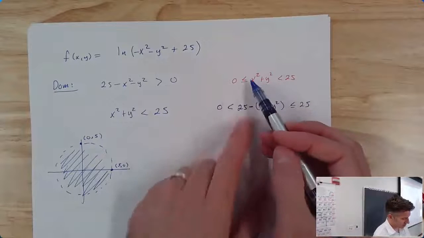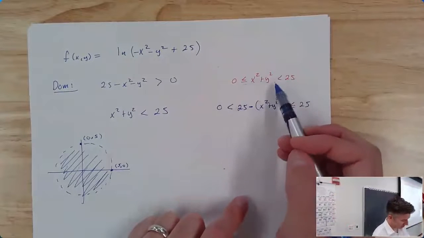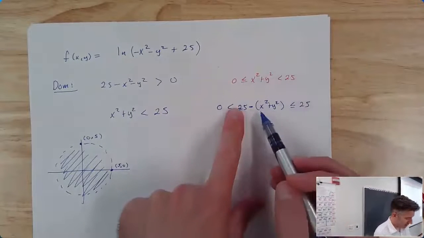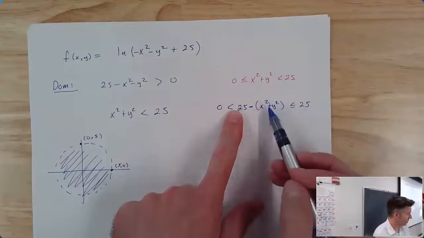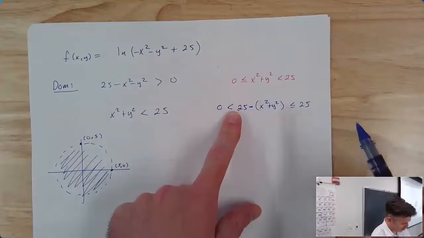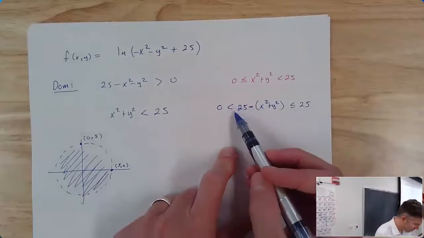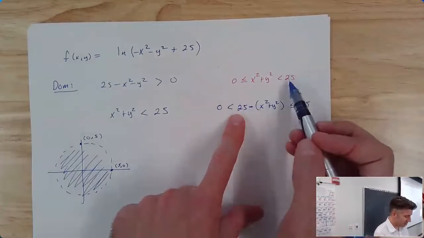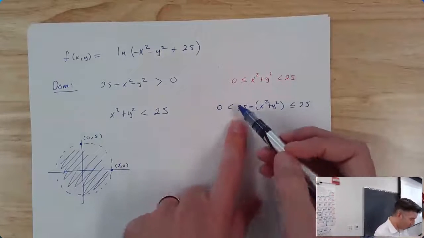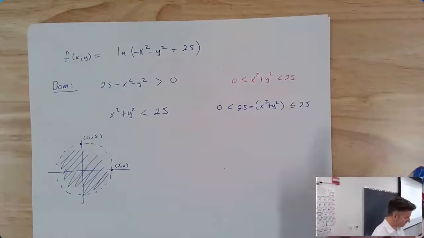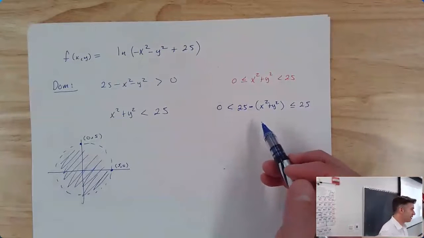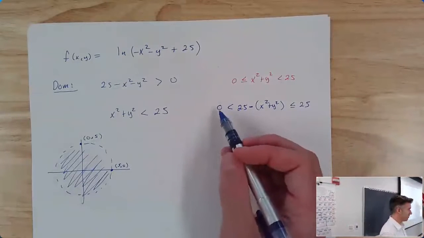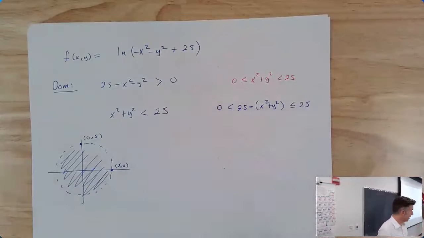Here, x squared plus y squared is bigger than or equal to 0 and strictly less than 25. 25 minus that is less than or equal to 25 because this could equal 0, and 25 minus 0 is 25. And it is strictly greater than 0 because 25 minus almost 25 will almost get you to 0, which makes sense because if we're taking the natural log of this, we can't take the natural log of 0. So we don't want to be getting 0.